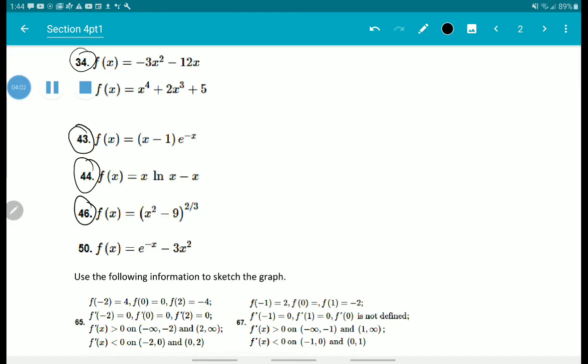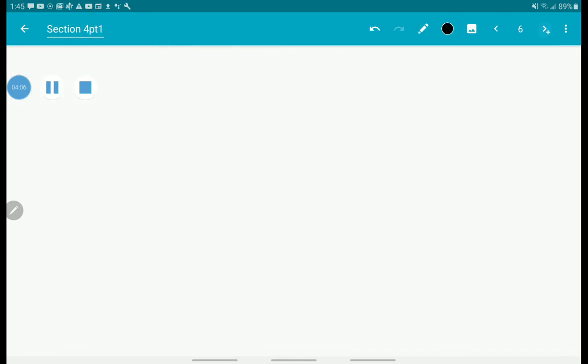Let's do one more, and let's do 46. So this time we are analyzing the function f of x is equal to x squared minus 9 raised to the 2/3 power.